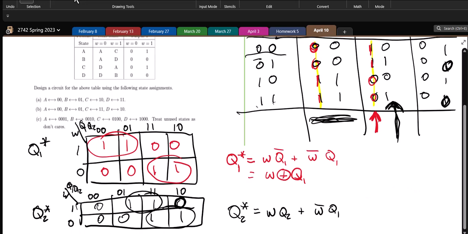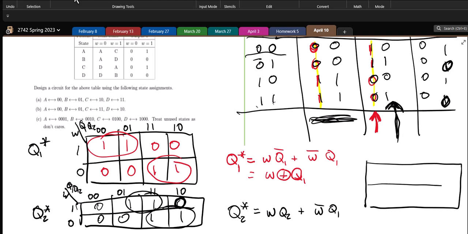And then lastly, I need to get my output. So this is Z. And I can see that when W... Why did I do 1, 0 instead of 0, 1?